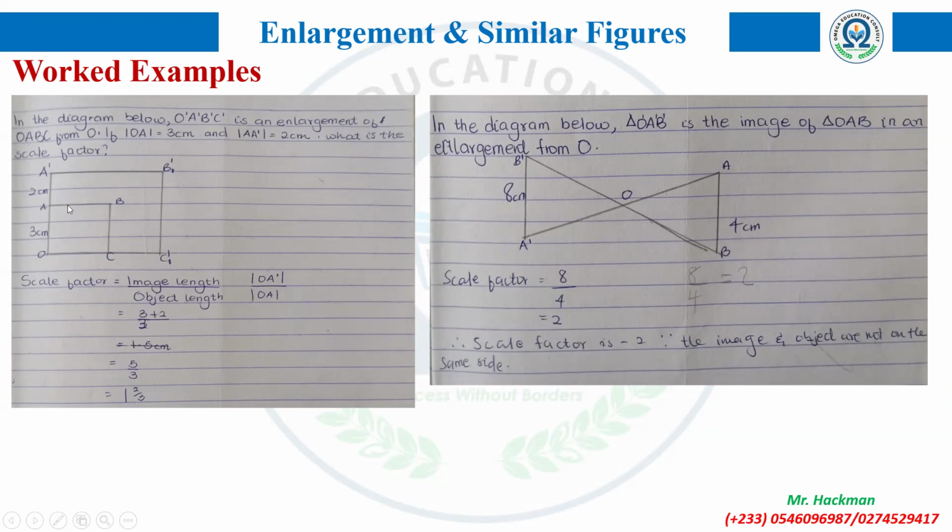And with this one, unlike the first two, you can see that here, this is the center of enlargement. So from O, where the object is, the object is enlarged. That's your center of enlargement. So here, OAB is the object, and OA prime B prime is the image. Is that clear? Do you agree with me?